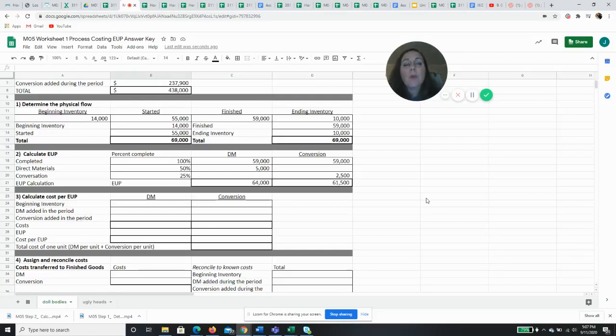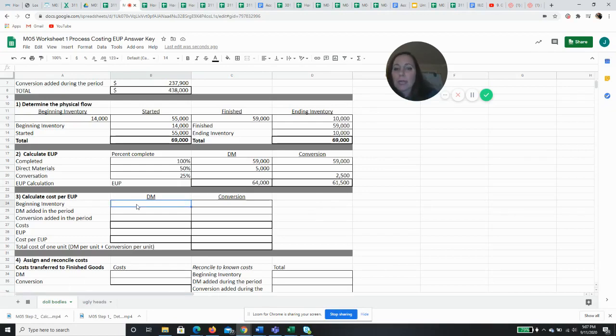Welcome back. We are now on step 3 of the doll bodies department. This is the first step where we're going to introduce costs, dollar values. Up until now in step 1 and step 2, we are just talking about the number of units. In step 3, we are going to add up all of our costs and divide it by the number of units, the EUP, that we calculated in step 2. So let's go ahead and do that.